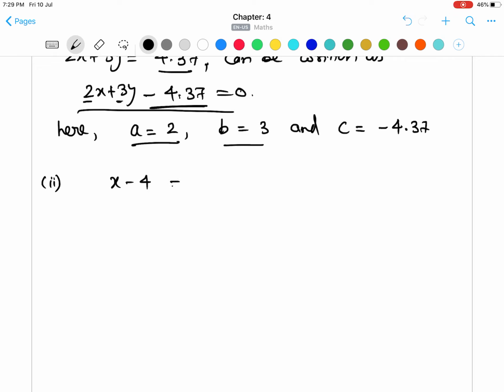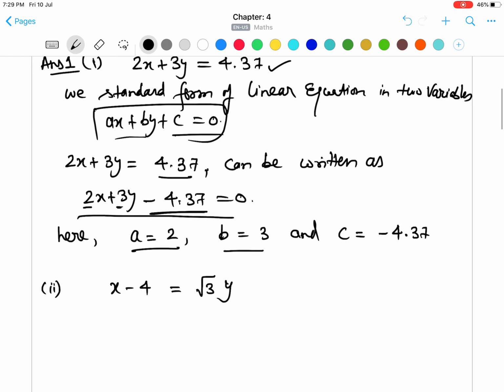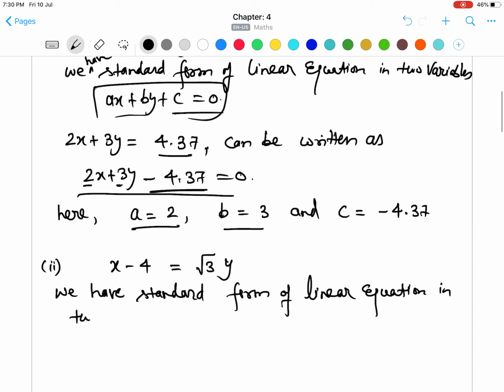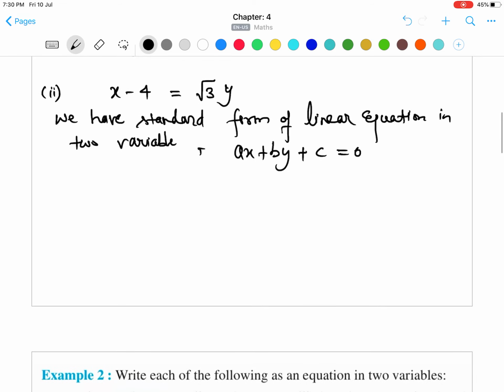Okay, moving ahead to the next one, we have the next equation, which is x minus 4 equals root 3 into y. Again, first we'll write the standard form of the linear equation in two variable, which is ax plus by plus c equals 0. This is the standard form of a linear equation.